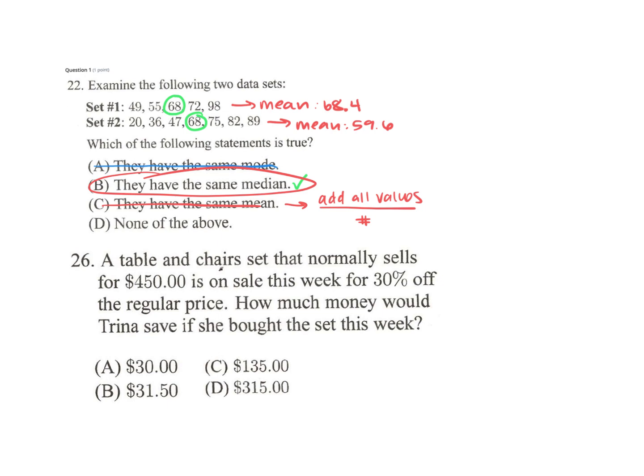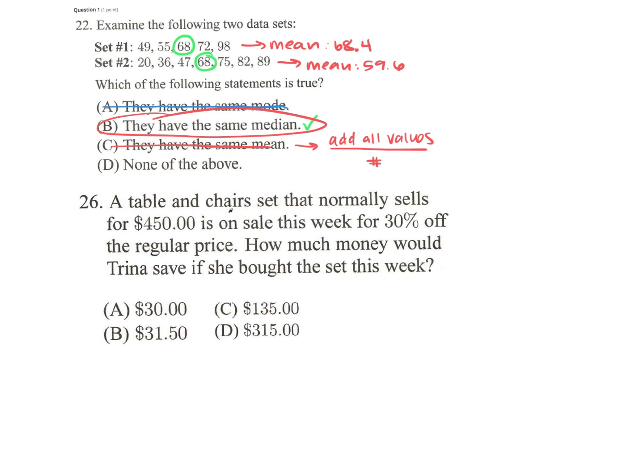Number 26 says a table and chair set that normally sells for $450 is on sale this week for 30% off. How much money would Trina save if she bought the set this week? So she would save 30% of that price. 30% as a decimal is 0.30. So I'm going to take $450 and multiply it by 0.3 to figure out her savings. And I get $135, which is option C.